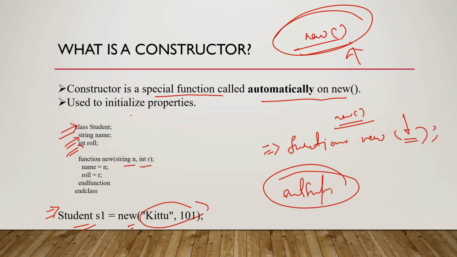So one way is to pass by calling the new constructor, and the other way is to pass the value in the declaration itself. Suppose the argument was written like string n. You can pass it like this, string n is equal to, let's say, kit2. You can pass it that way also. So these are the two ways to initialize your properties with some values.